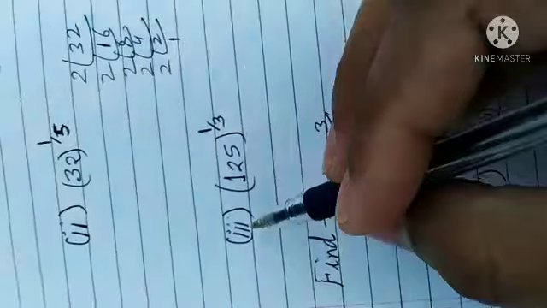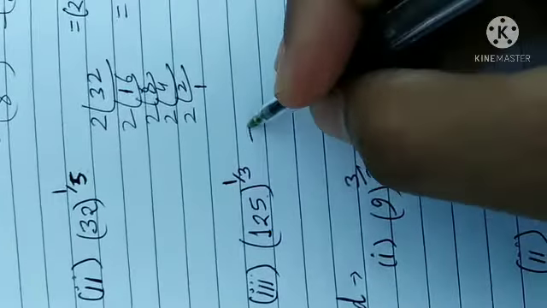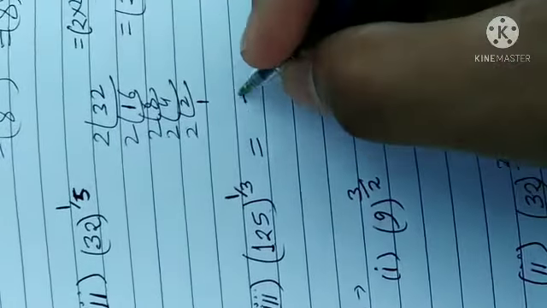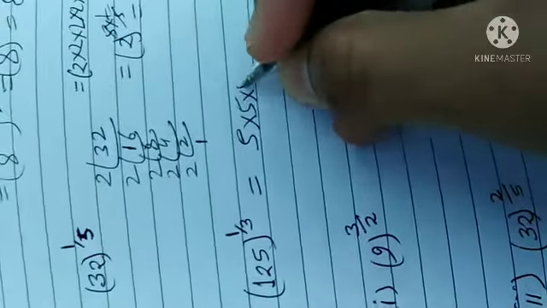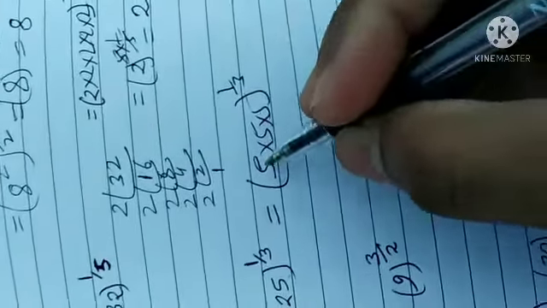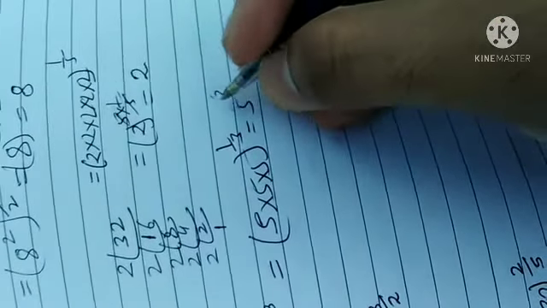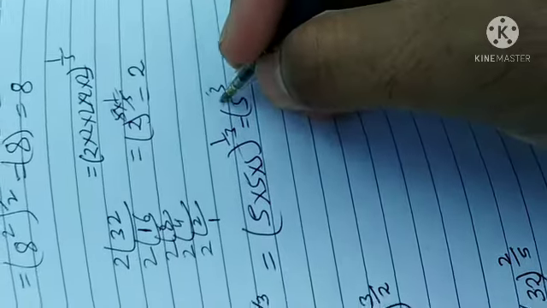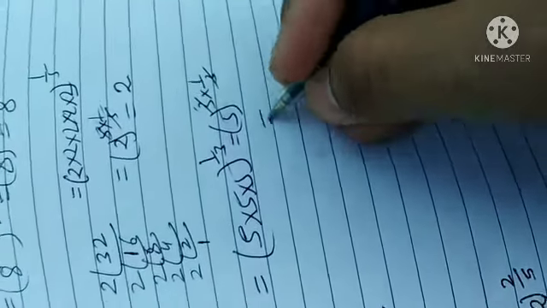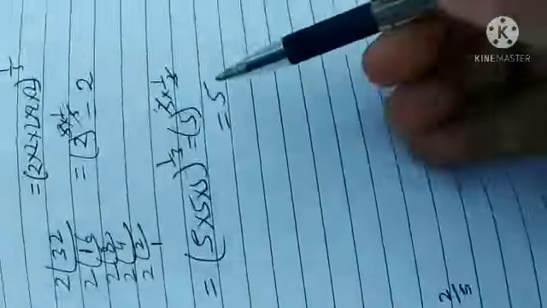Now the third part, 125 whole to the power 1 upon 3. It's very simple. If you do prime factorization of 125, then it changes into 5 into 5 into 5, and whole to the power 1 upon 3. It means 5 into 5 into 5 you can write as 5 to the power 3, and outside is what? 1 upon 3. So 3 cancels out. The answer is 5. So this is the next answer.